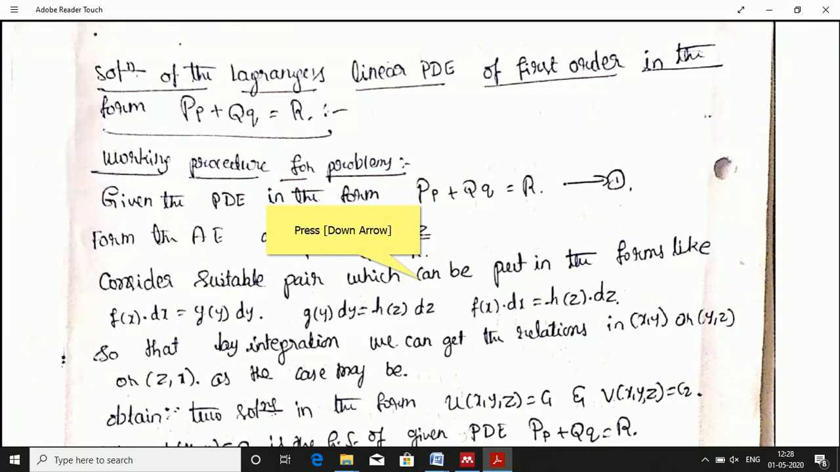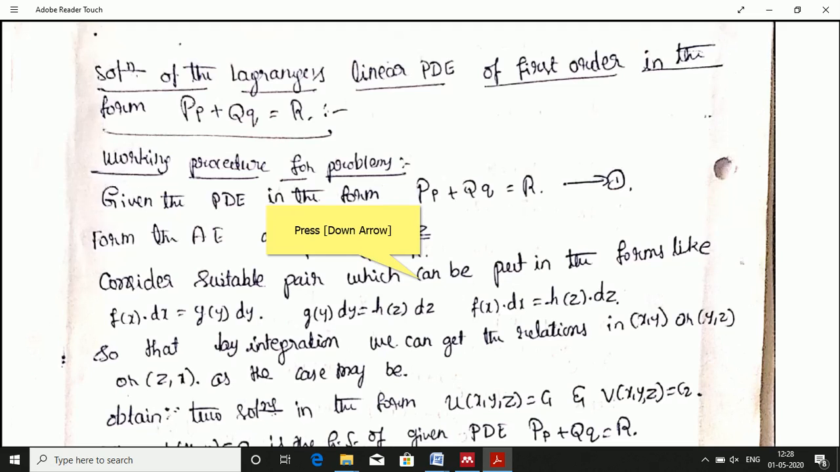In this video, we'll see the solution of Lagrange's linear partial differential equations of first order in the form Pp plus Qq is equal to R, where small p is del z by del x and small q is del z by del y. I'll explain the working method for solving problems of this kind. Given an equation of the form Pp plus Qq is equal to R, we need to note down the capital P, capital Q, capital R values.